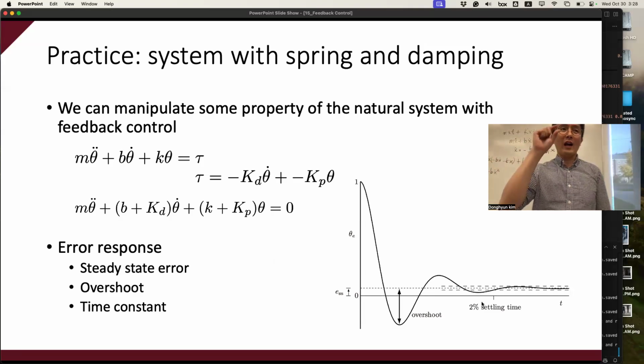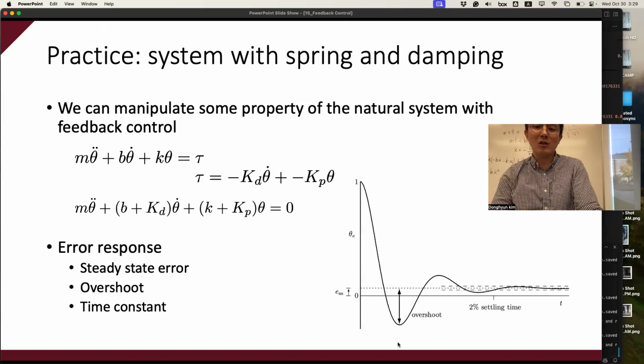State error is the error you're going to see when you wait a long enough time. It's going to end up with a certain position. We hope that it's converged to the desired at the end, but it's not always true. It may stop before it reaches the desired, or it does not come back from the overshoot. So that's the state error. Overshoot is when there is some state beyond the desired.